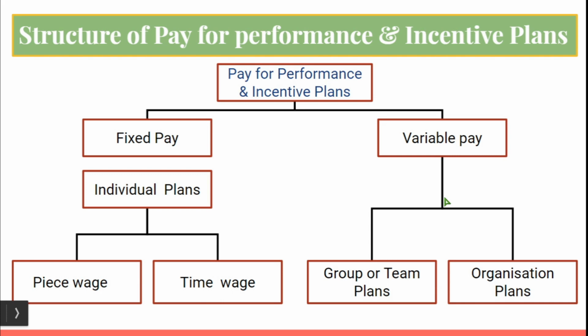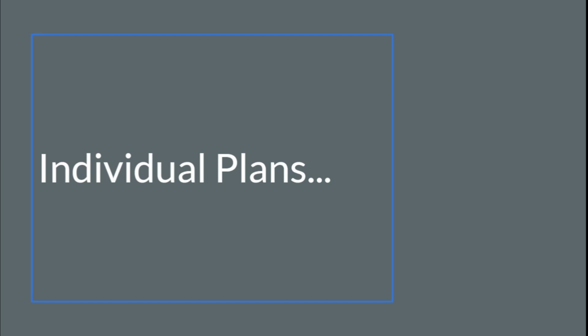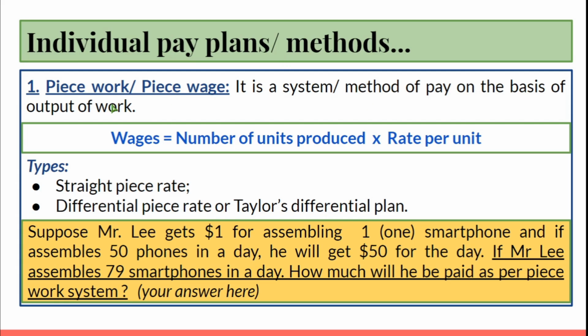Let's understand these one by one. At first, we'll cover the individual plans, then group, and finally, the organization plans will be covered. Let's start with the individual plans. Piece wage. It is a system or method in which an employee is paid on the basis of output of work. Here the output of work is quantified, that is, it can be measured in numbers.